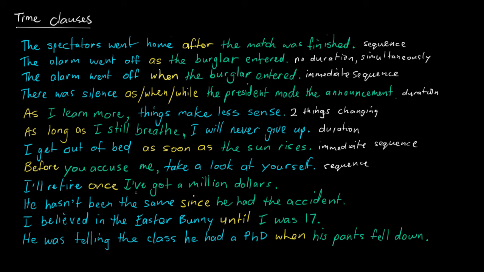I'll retire once I've got $1 million. Once here actually shows that something has been achieved, or you could say completed. He hasn't been the same since he had the accident. This is duration, so we're saying how long he has not been the same for.